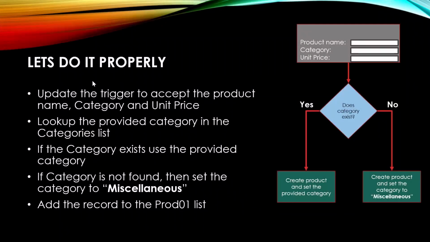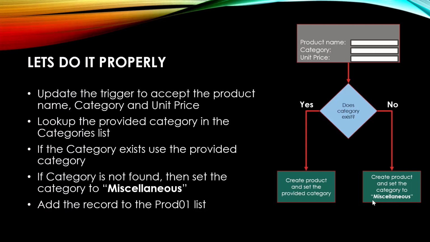This is the proper scenario. So instead of just a trigger that has a button on it, I want to use a dialog box where the user enters the product name, category, and unit price, and I make all of them mandatory. Now, when it comes inside the Power Automate workflow, it should check. If it can find the category, it should assign the category. If not, it should assign miscellaneous to the category.